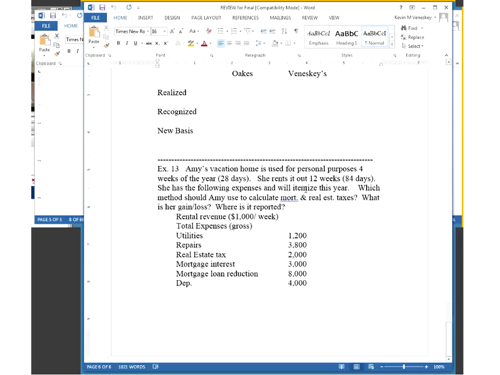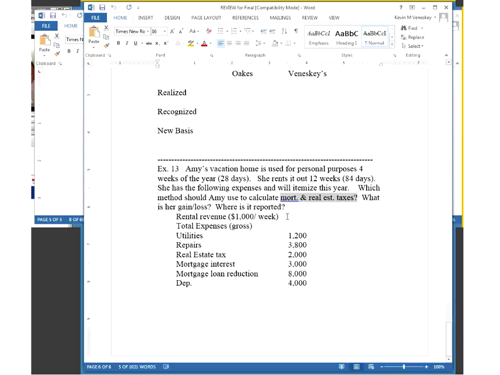She will itemize this year, so if she will itemize, we want to put as much of the expenses on Schedule A as we can, and then use as much depreciation before we go to 0 on Schedule E to hopefully get the best of both worlds.